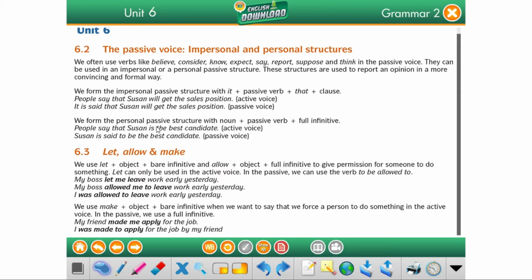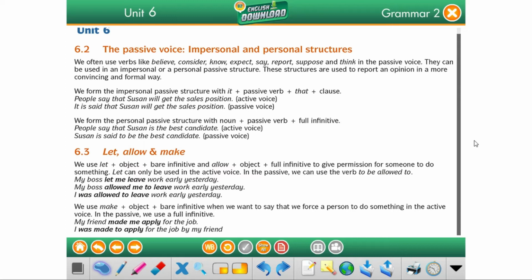This is in present, but the full infinitive form of the verb be is to be. So that's why we have Susan is said to be the best candidate. Okay, these impersonal and personal structures are pretty easy, and remember that we use them to sound more formal.